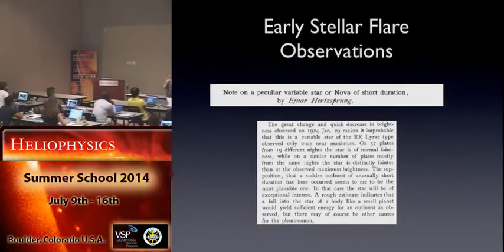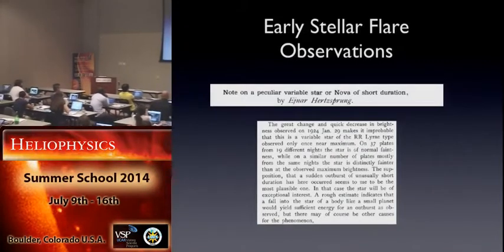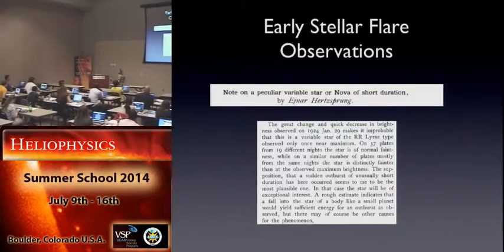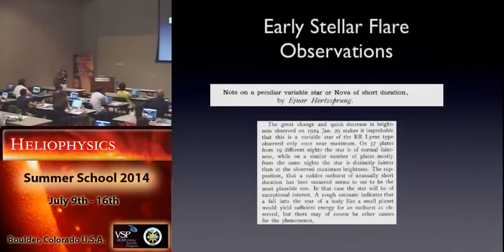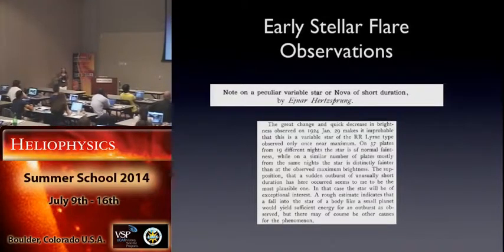Who is his compatriot? Russell, right. The Hertzsprung-Russell diagram. That's like the foundation point of understanding stars. So it turns out he wrote a lot of papers that had this title, "A note on a peculiar variable star or nova of short duration." But in this case, the star that he is actually observing we now know to be a flare star. So he observed a flare on this star sort of serendipitously.